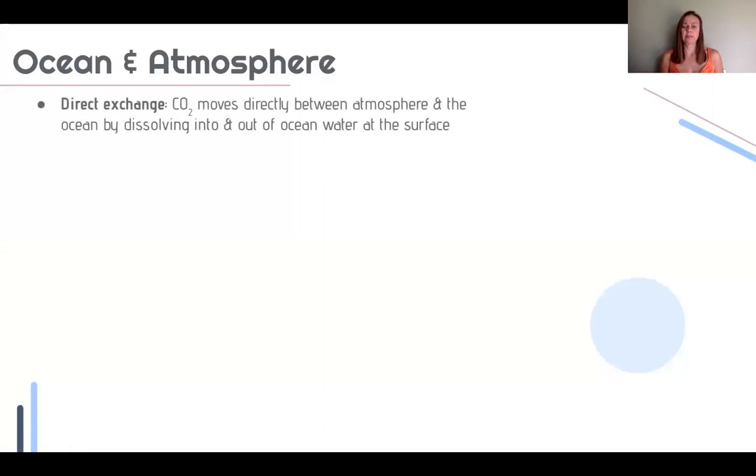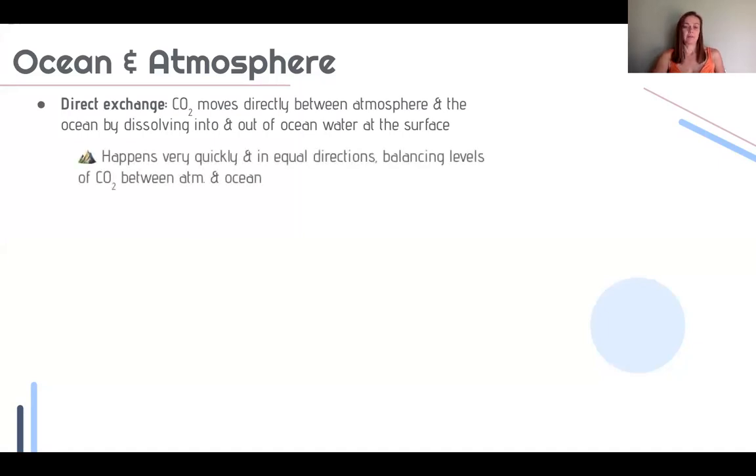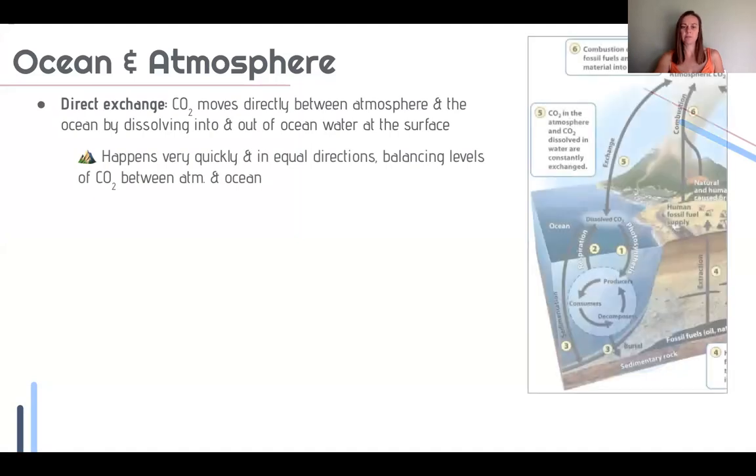So we have direct exchange in the ocean. Carbon dioxide moves directly between the atmosphere and the ocean by dissolving into the ocean water and out of the ocean water at the surface. This happens very quickly. It is in equilibrium, so there's a kind of constant balanced level of carbon dioxide between the atmosphere and the ocean.